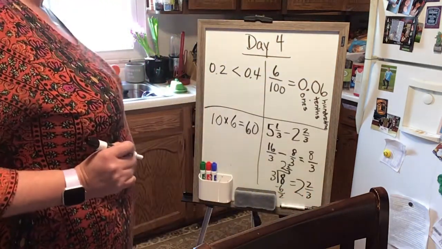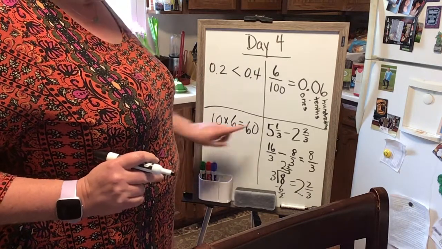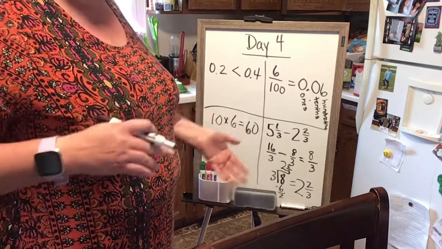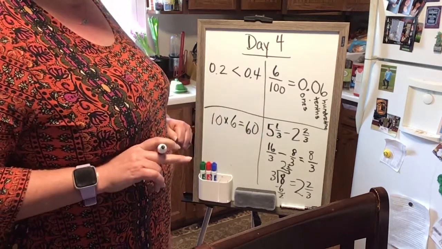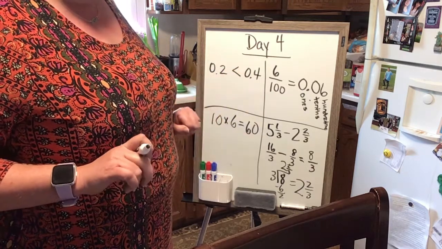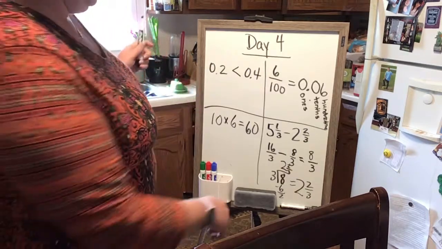2/3. So that's the way you do that problem, by changing these into improper fractions and then turning it back into a mixed number. Okay, I'm going to erase my board quickly because I need a little more room to write. I want to show you the other method for doing that problem.